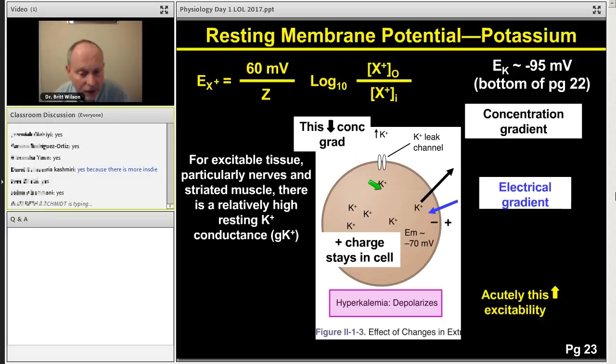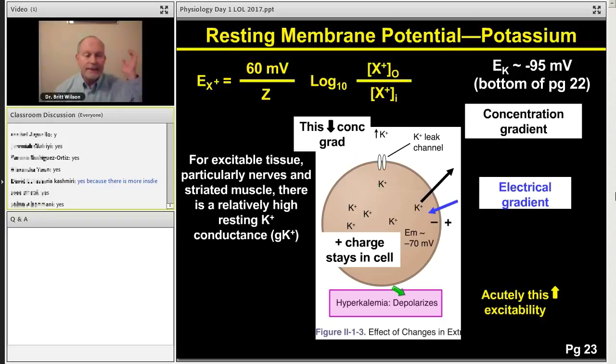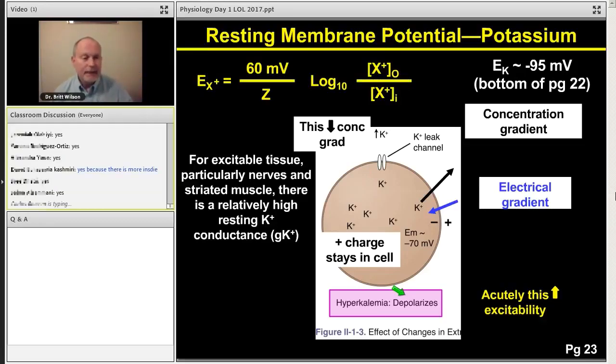Positive charge in the cell, depolarize. This is the easy way to remember. It's easy. In fact, anytime somebody asks, I don't memorize hyperkalemia depolarization. Anytime anybody asks me, I always do this in my head, and I'll get it right every single time.